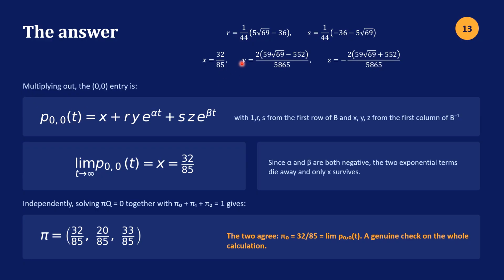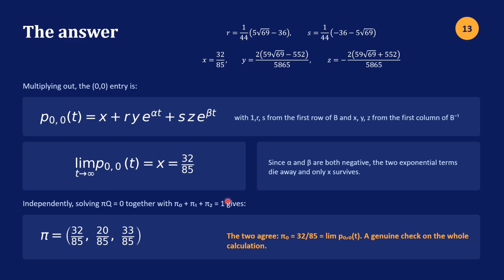And if you plug all this stuff in, and then take the limit as t goes to infinity, the alpha and beta are both negative, so these terms go to 0, and you're only left with x, which is 32 over 85. Okay, so that's the probability of being in state 0 in the long term, the proportion of time.